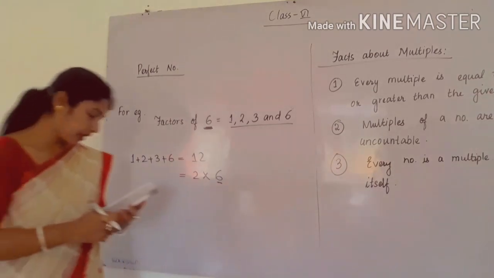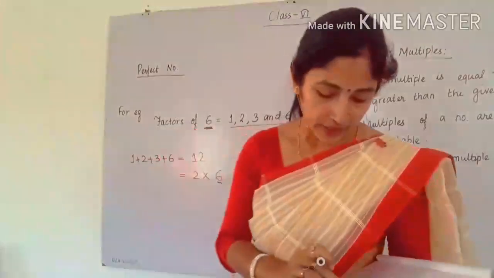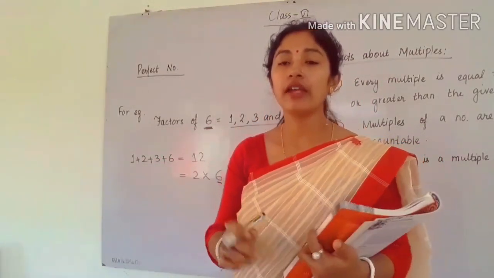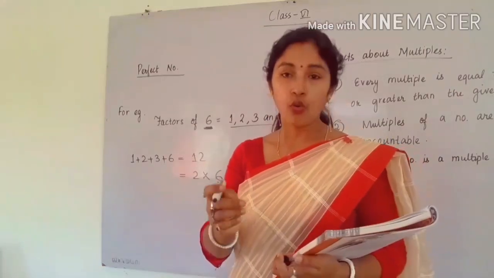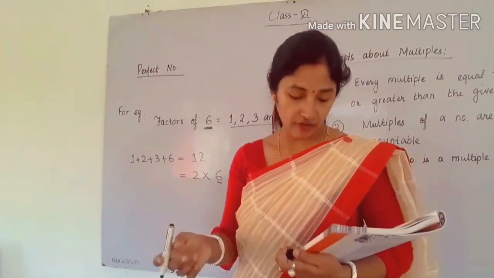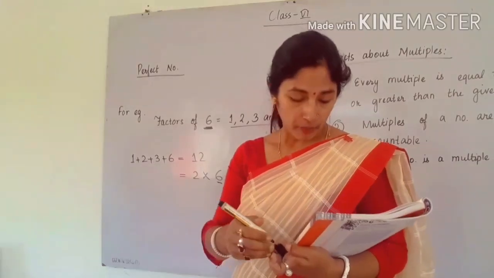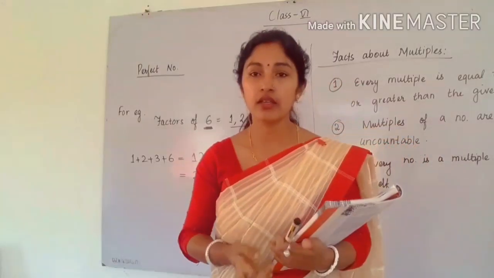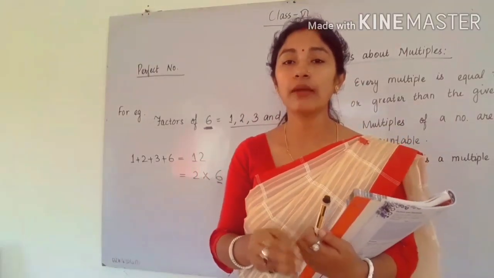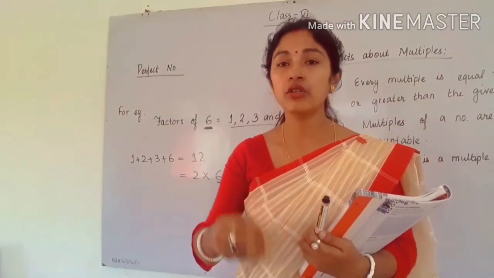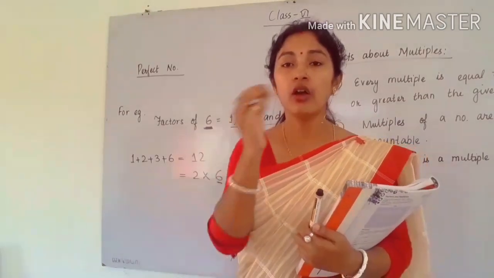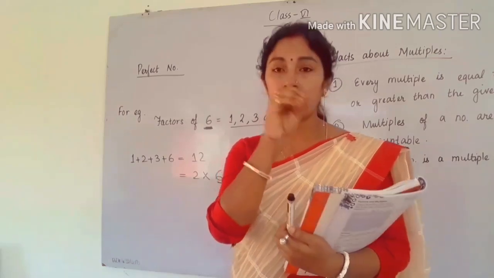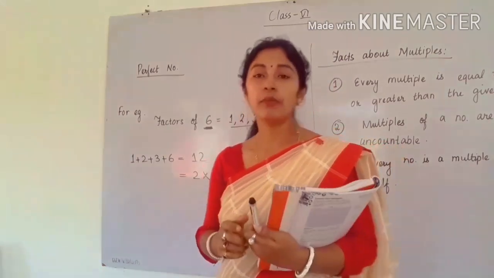So this can happen in many numbers. For example, it can happen in the case of factors of 28 also. When you find the factors of 28, you will get 1, 2, 4, 7, 14 and 28. By adding those factors you get 56, and 56 is equal to 2 times 28, that means 2 into 28. 28 was the original number, the number whose factors we are finding.